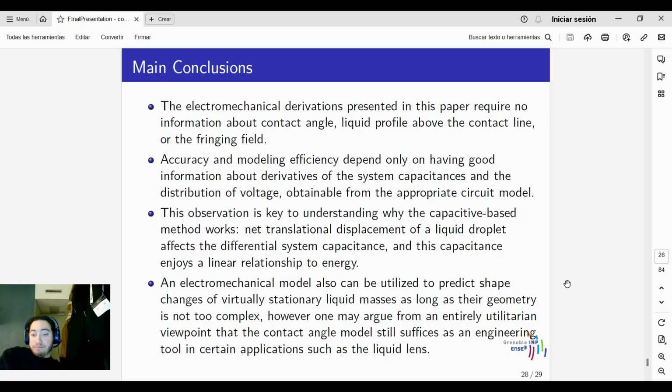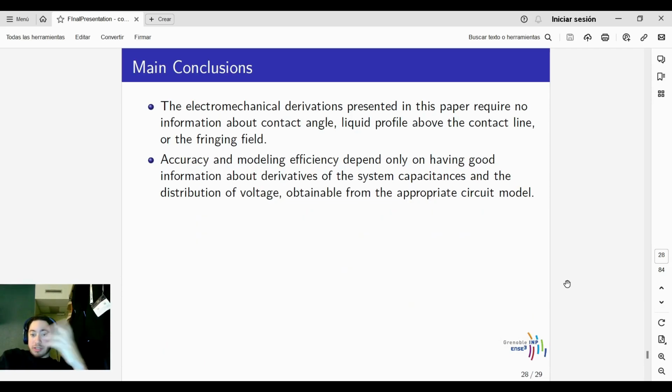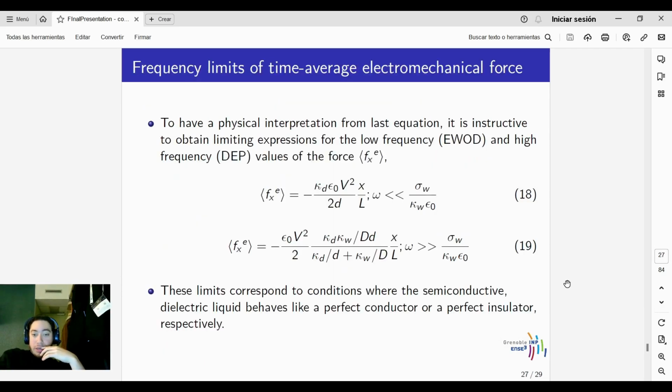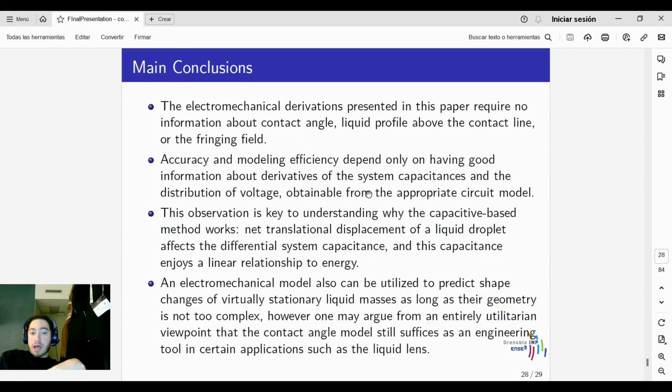However, one might argue that the contact angle model can be enough from an engineering point of view. As we mentioned before, there are some cases where the frequency is very low, so we can consider actually the case of a uniform electric field, and an electrowetting model depending only on the contact angle. We can neglect all the variation of voltage if the frequency is very small.